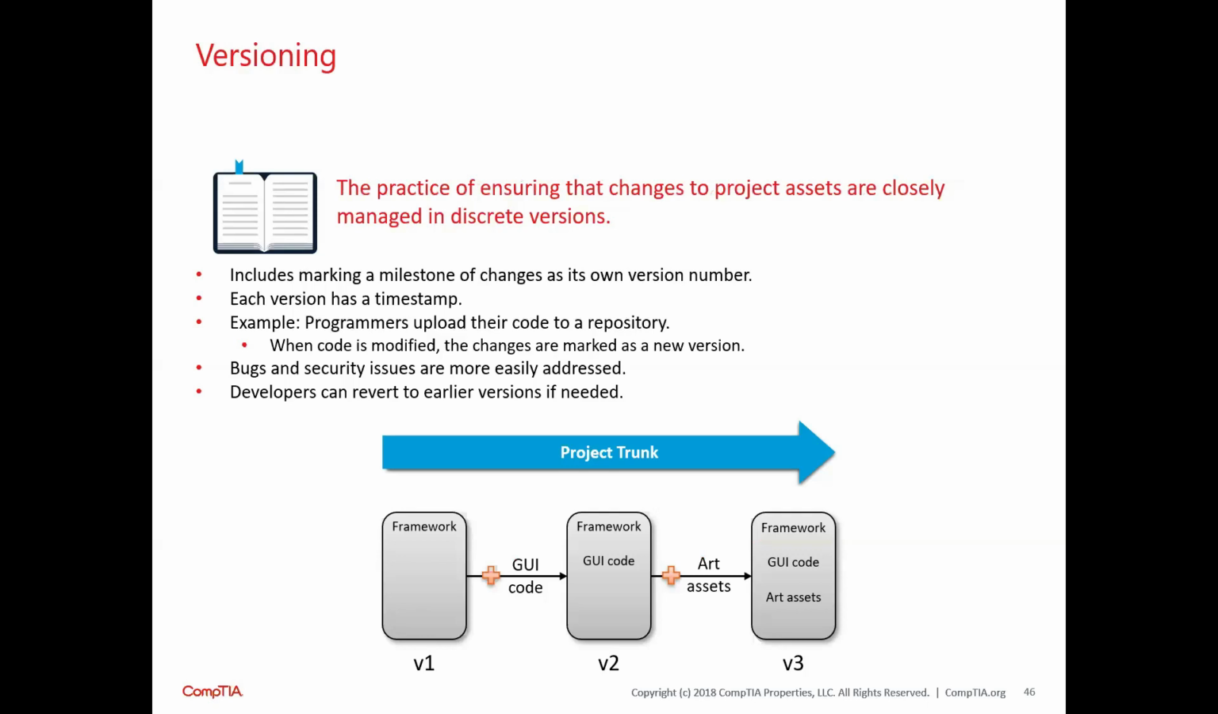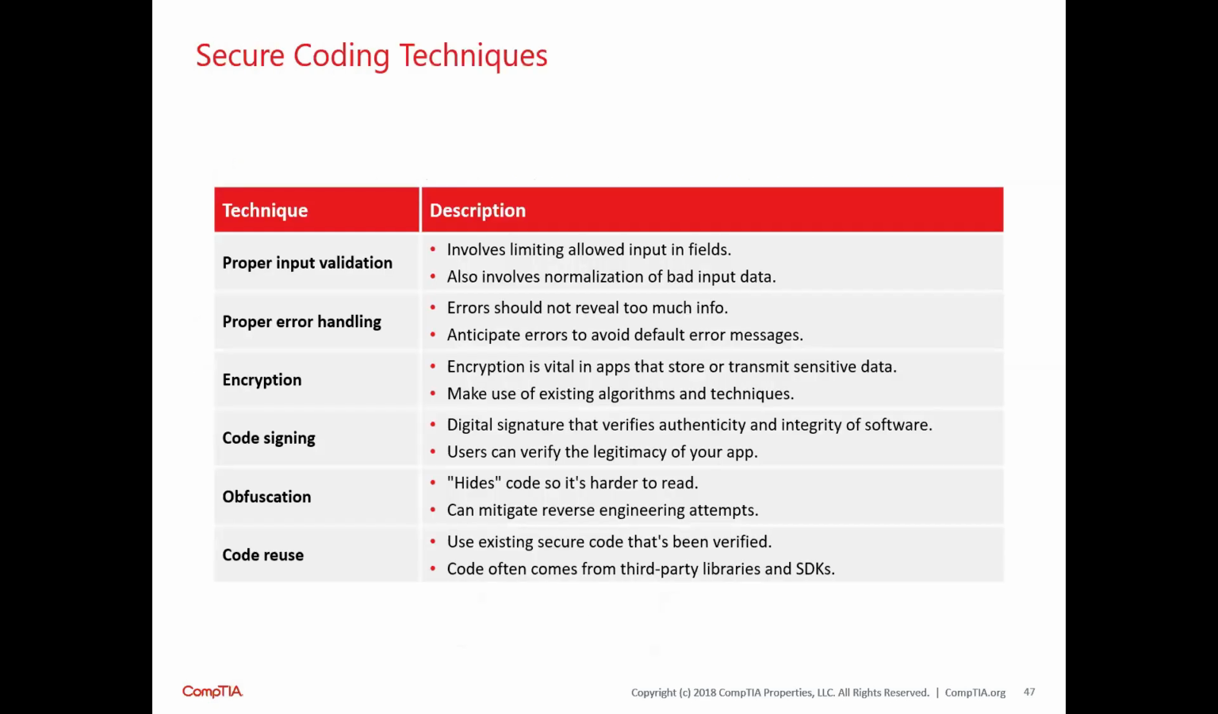And here in SDLC, we have versioning, which is the practice of ensuring that changes to the project assets are closely managed in discrete versions. So we normally use things like GitHub or SVN, which allow you to make sure that any security issues will be addressed correctly, and developers can easily revert to an earlier version when needed. So for example, version 1, version 2 and version 3 should be properly stored and documented.